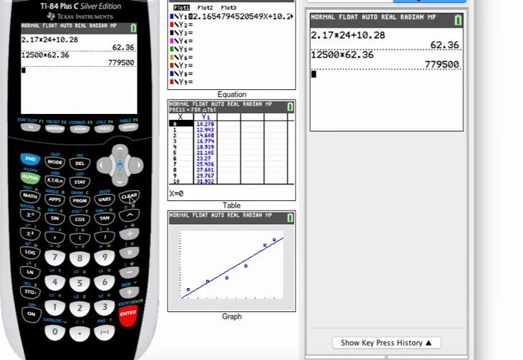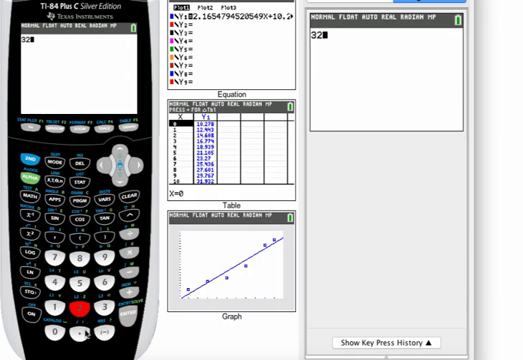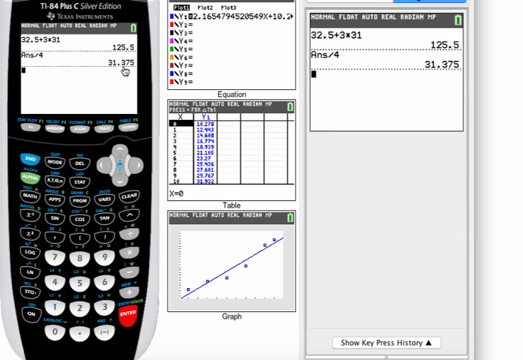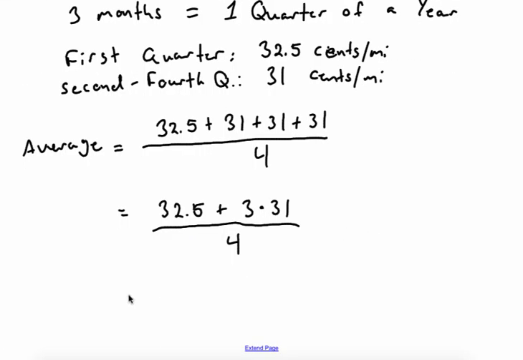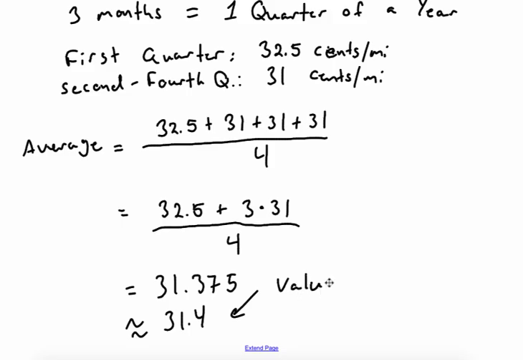All right. So 32.5 plus 3 times 31, so 31 cents for the remaining 3/4. Push enter, divide it by 4, and what number does it give us? 31.375. Which I guess would round up to 31.4, which was the value in the table. So that is how they calculated it.